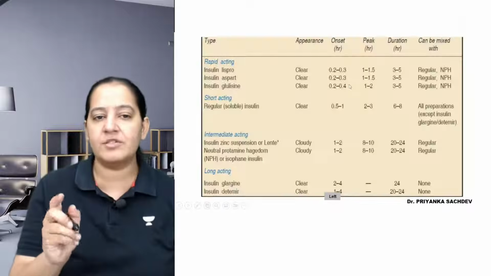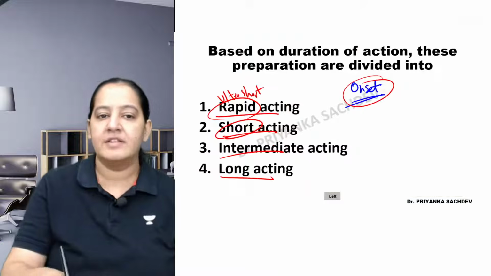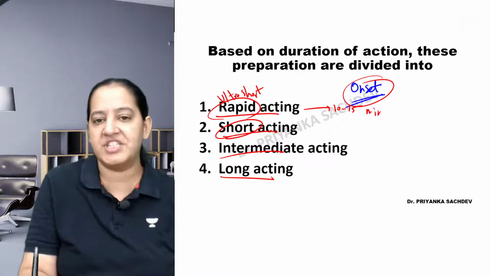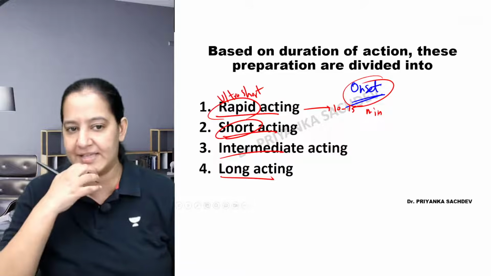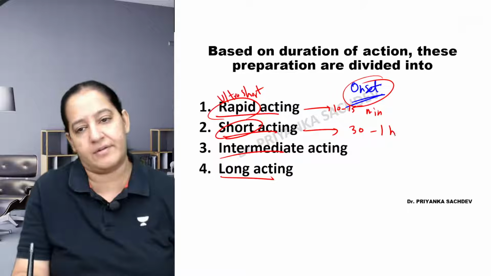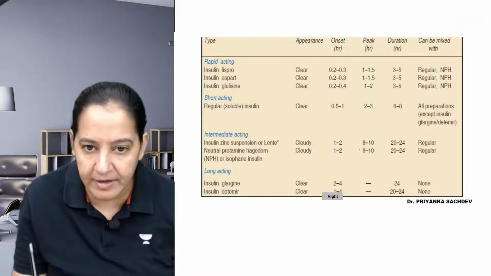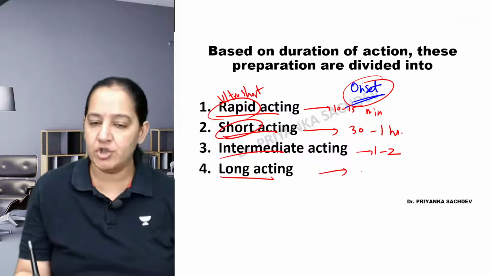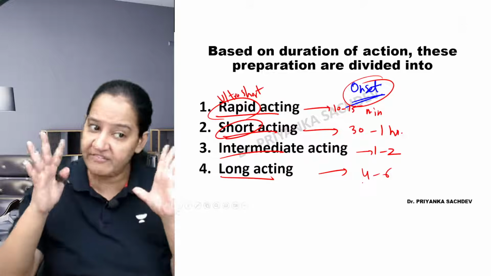For the rapid, the time of onset is 10 to 15 minutes. So just after giving injection, within 10 minutes, it will start showing its action. The short acting will show the action after 30 minutes to 1 hour, right? The intermediate one will show action after 1 to 2 hours. And the long acting will show the action after 4 to 6 hours after giving the injection.